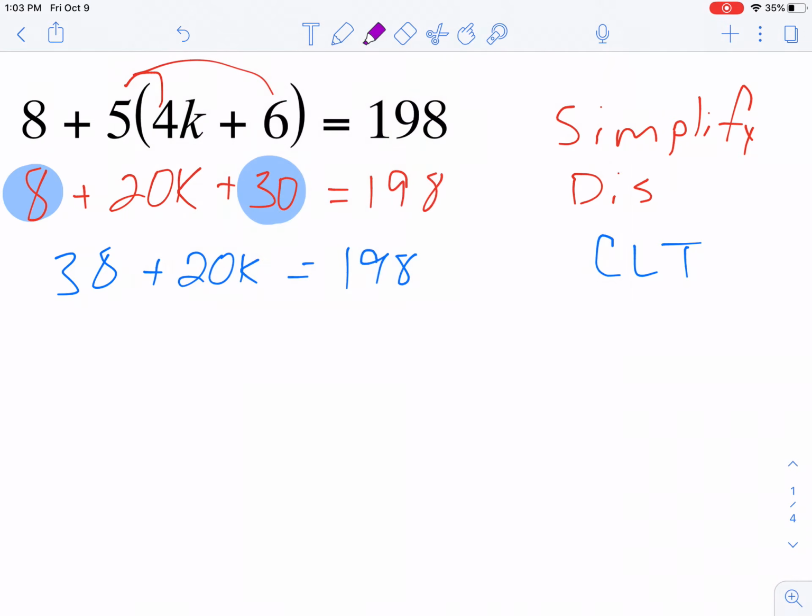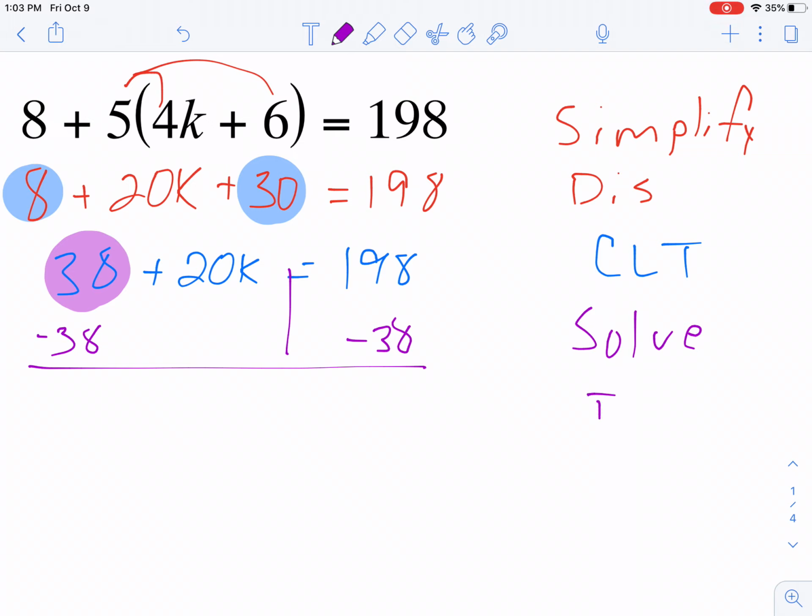Now we're going to start to solve. And so when you solve, you're going to use inverse operations. In this case, I want to get rid of this 38 first. So to get rid of a positive 38, I'm going to subtract 38 from both sides of the equal sign. That step is called the inverse of addition because it's a positive. These cancel out. 20k drops down. I don't need to bring the plus sign because I already know that 20 is positive. And then 198 minus 38 is 160.